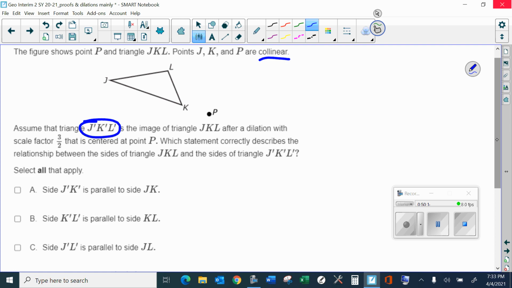So it's a dilation, got bigger, which means, remember, parallelism is preserved and angle measure is preserved. Okay, those are two key things: parallelism and angle measure, congruent angle measure of corresponding angles. Corresponding angles.